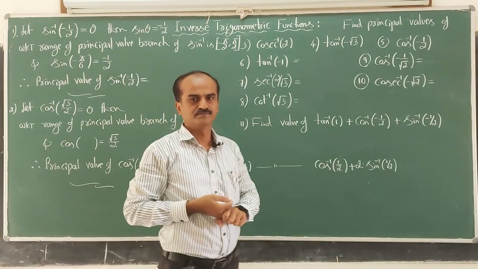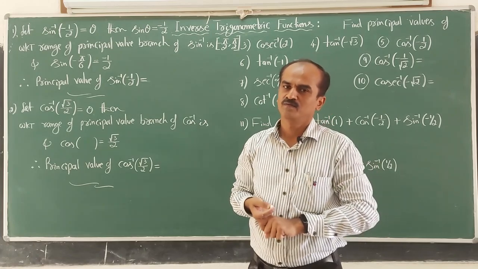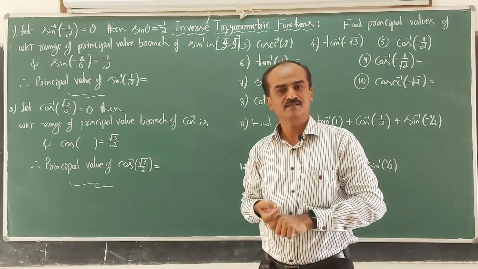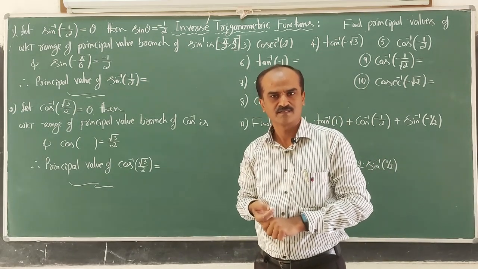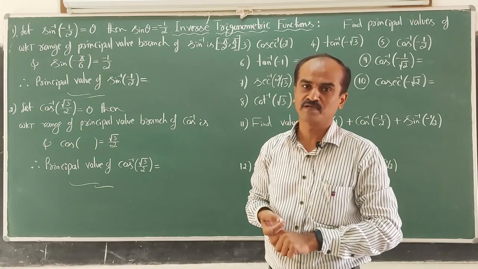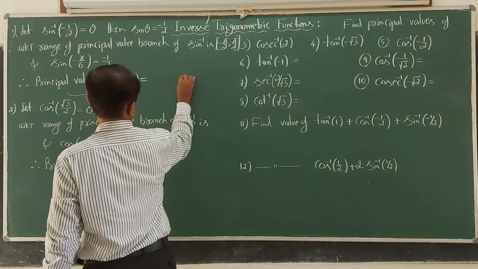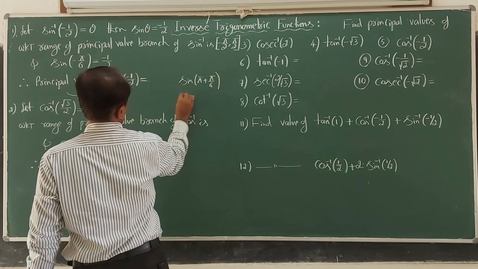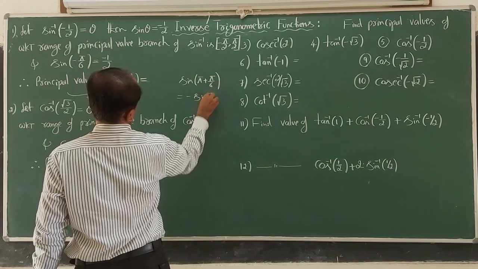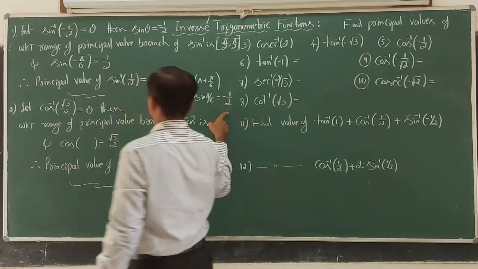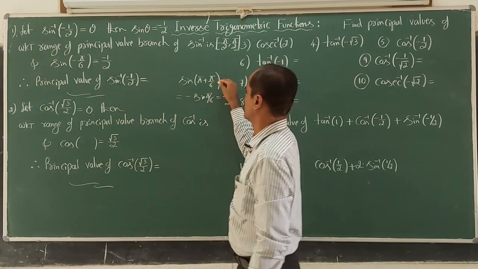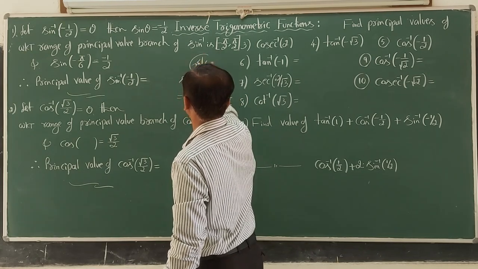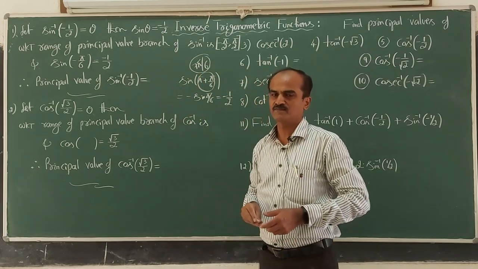Maybe some of you ask, why only minus pi by 6, sir? There exists an angle in the third quadrant such that sine of that angle also is minus 1 by 2. How to get that angle? In the third quadrant, I write sine of pi plus pi by 6. Sine of 180 plus theta is minus sine theta. That will give us minus 1 by 2. How much is pi plus pi by 6? It is 7 pi by 6. Of course, sine of 7 pi by 6 will give us minus 1 by 2.